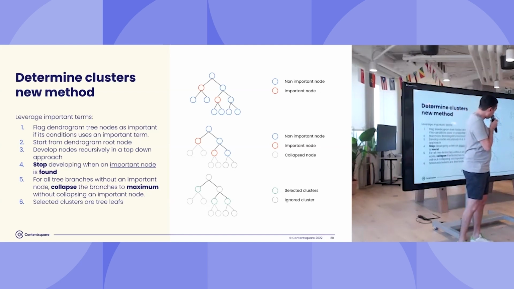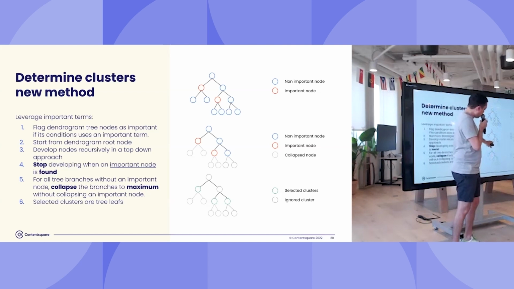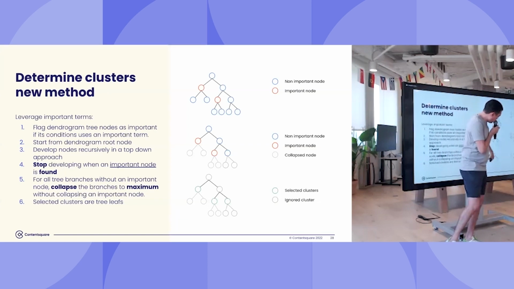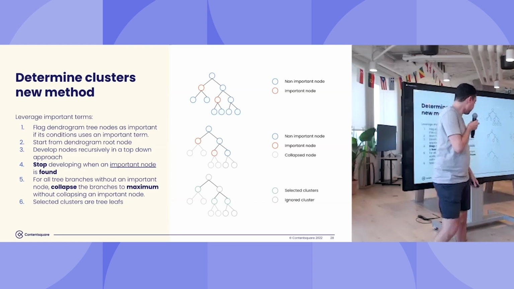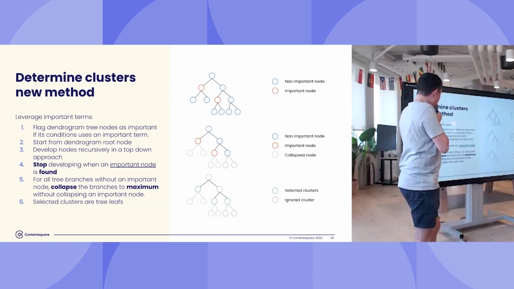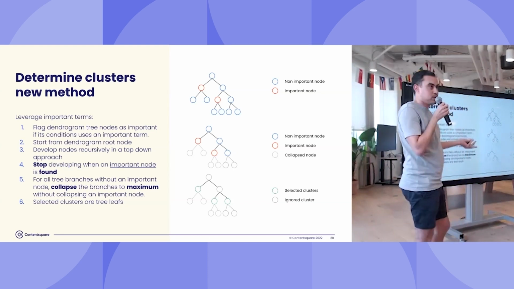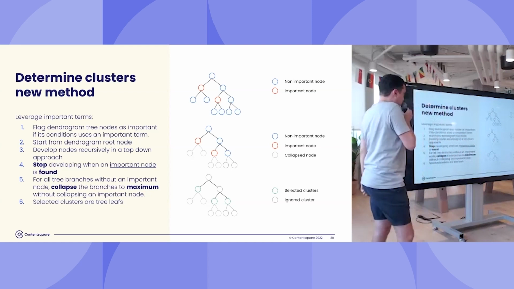So here, for example, I develop, collapse. And then if I collapse back at the second level, I'm going to lose this important node, and this is something I don't want. So we're going to stop here. At the end, the state at which I stopped gives us the clusters: they are the tree leaves of that state. So these are the two main changes that we did compared to solution 1.